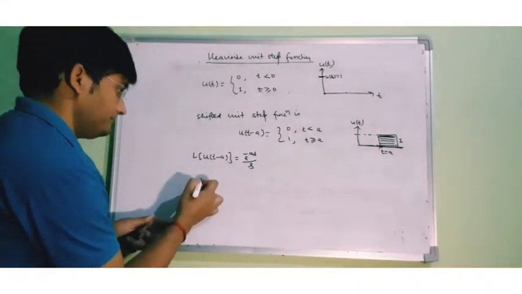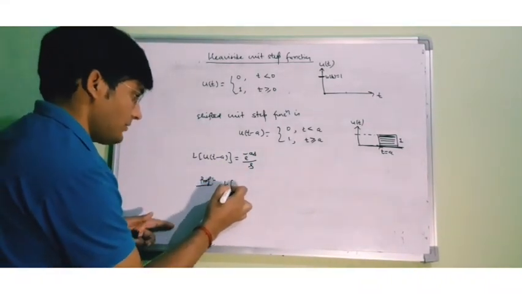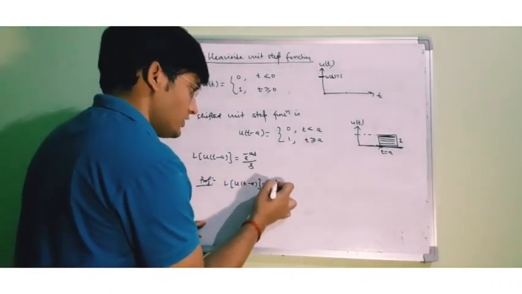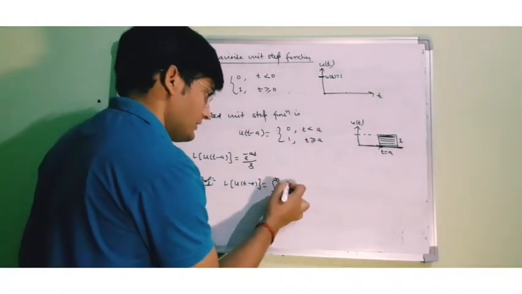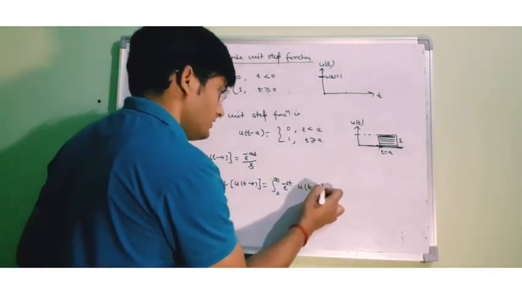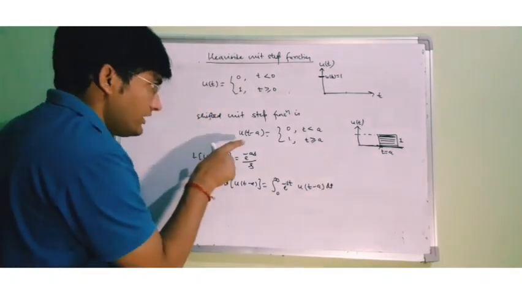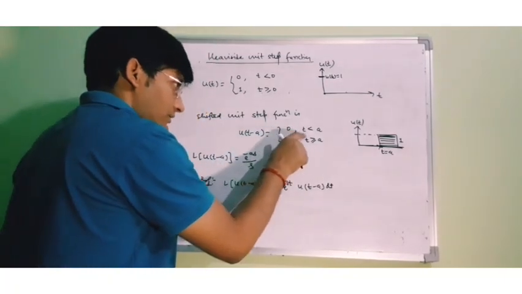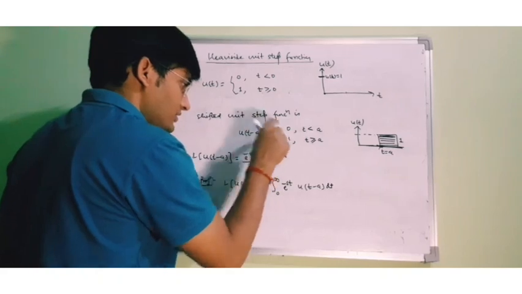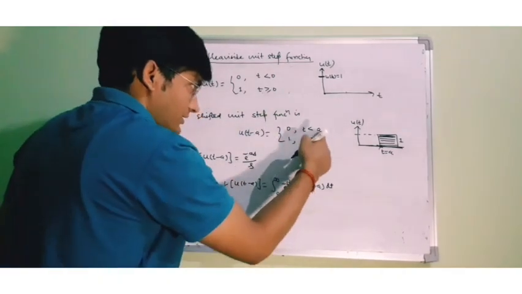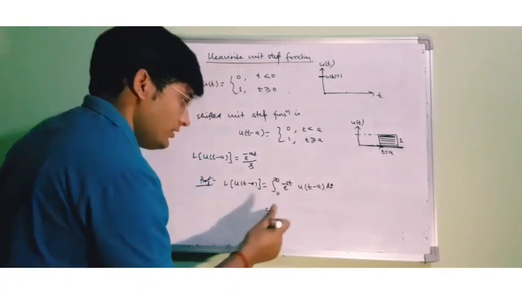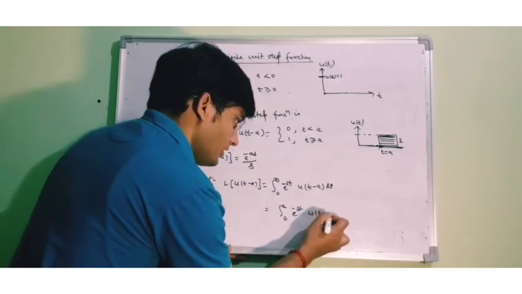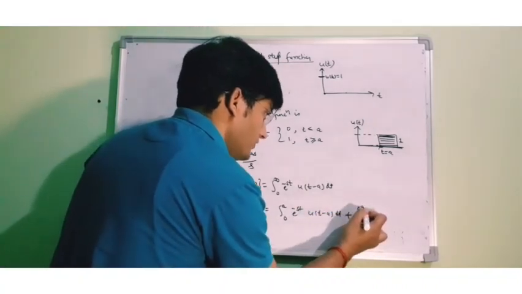The proof: Laplace of u(t minus a), you can use the definition of Laplace, that is equal to integral from 0 to infinity of e power minus st u(t minus a) dt. Now whenever your t is greater than a, the value of u(t minus a) is 1, and whenever your t is less than a, the value of u(t minus a) is 0. So we can see that there is a discontinuity at t equal to a, so we will break it in two parts, from 0 to a, then from a to infinity.